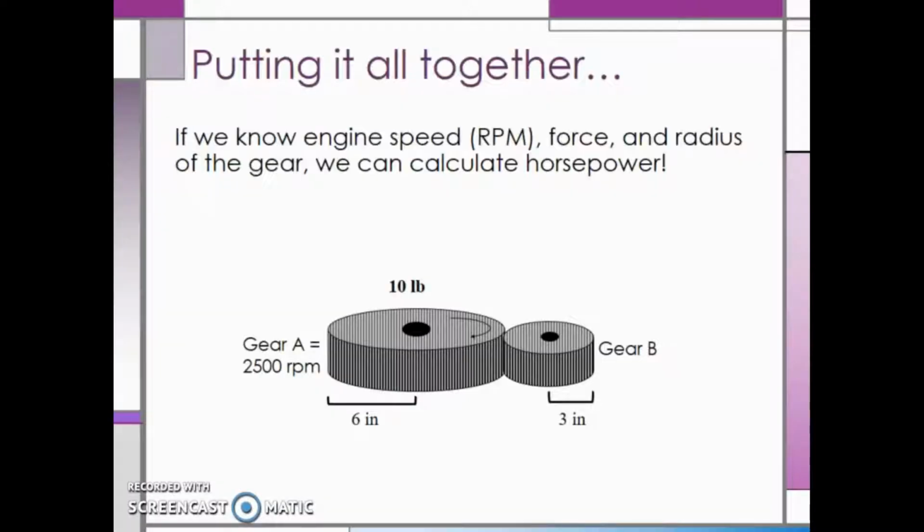In this video, we will bring in everything we have discussed so far in this chapter. If we know the engine speed in revolutions per minute, the force acting on the gear, and the radius of the gear, we can calculate the horsepower of the gears.